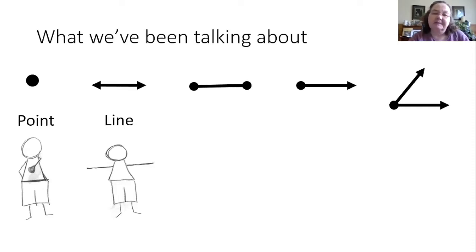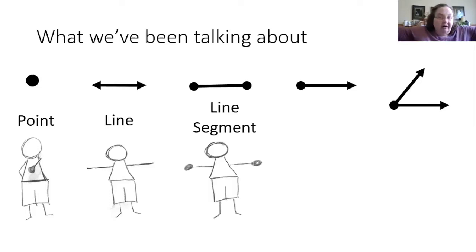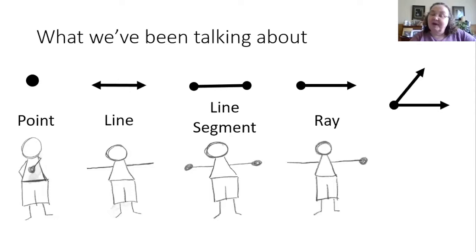What's the next one called? A line segment, because it has those two end points. And how did we show it with our body? That's right. We had our fist at both ends while our arms were stretched out. What's the next one? A ray, because it has an end point at one side and it goes on and on forever on the other side. Do you remember how we made it with our body? That's right. We had both our arms stretched out, but one side, my hands were straight, and the other side, I had a fist.